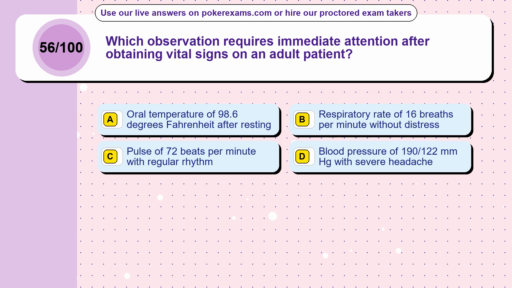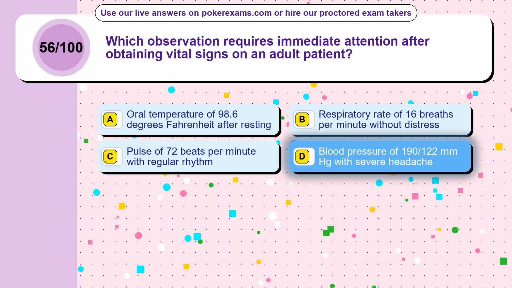Question 56. Which observation requires immediate attention after obtaining vital signs on an adult patient? Option A. Oral temperature of 98.6 degrees Fahrenheit after resting. Option B. Respiratory rate of 16 breaths per minute without distress. Option C. Pulse of 72 beats per minute with regular rhythm. Option D. Blood pressure of 190/122 mmHg with severe headache.